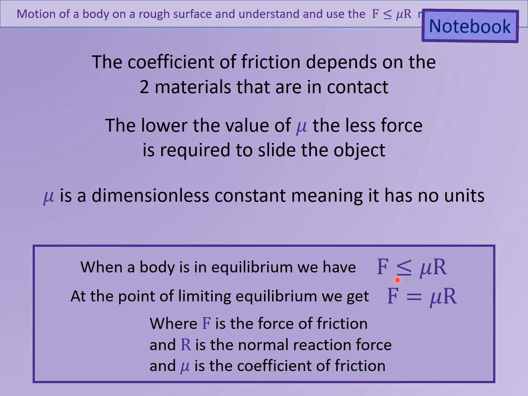If you actually look at the equation here, you can see that force is in newtons and R is in newtons. That is why the mu value doesn't have any units, because you've already got newtons equals newtons. So the mu value has no units attached to it. It is just a number. Okay, so again, just pause while you get those last little bits of notes, and then we'll have a look at a question.